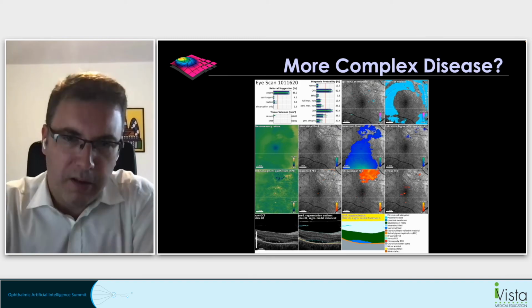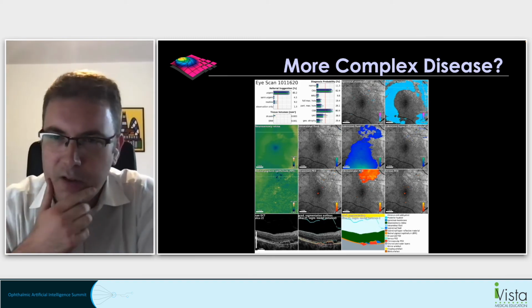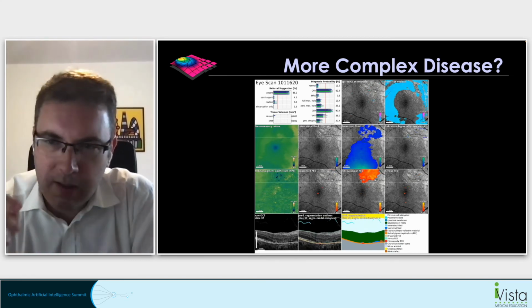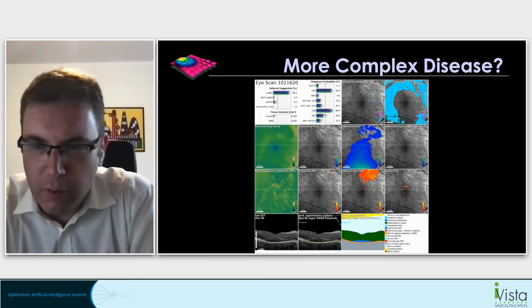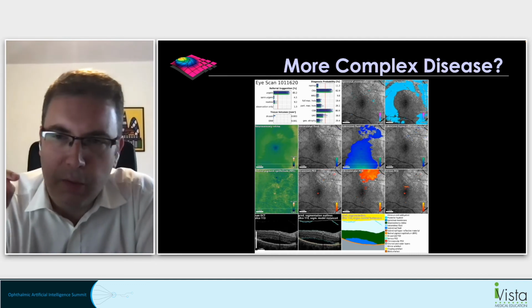On the top right, you can see the posterior hyaloid, which has been delineated, which is partially detached in this case. So just to say that this has applications in vitreoretinal surgical conditions also. And then ultimately on the top left, we see the referral suggestion.